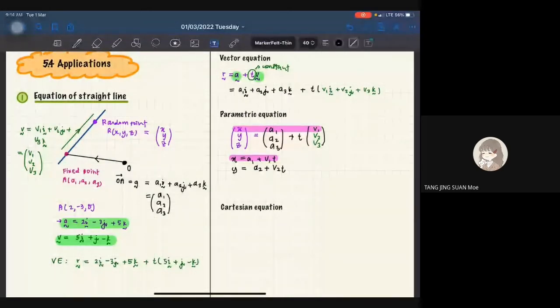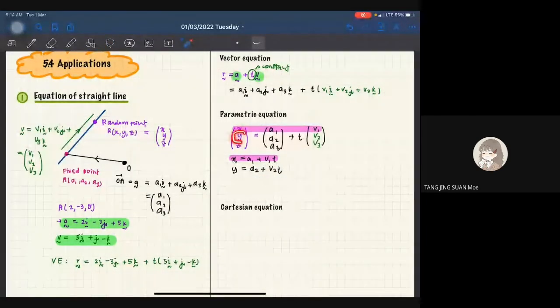So this one dia akan menggunakan konsep matrix yang awak belajar masa SEM 1. So kita compare, we get y. So kiranya kita akan compare, dia ikut row. Yang ini row yang kedua dengan row kedua dengan row yang kedua. Okay, so row ketiga, row tiga, row tiga. Just like that. So lastly you will get z is equal to A3 plus V3 T. Settle. This is parametric equation.